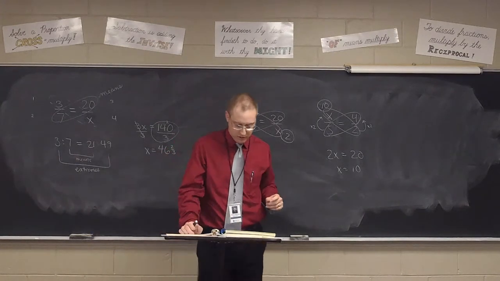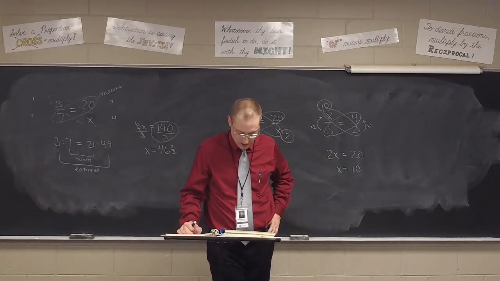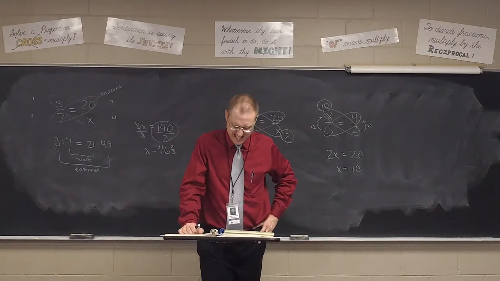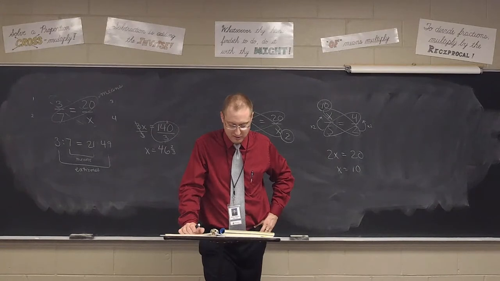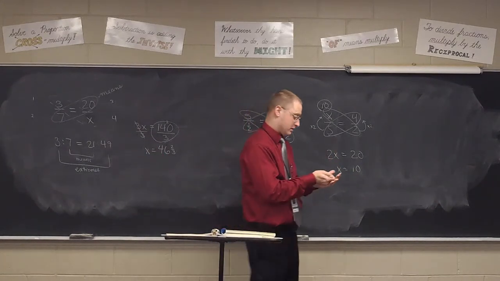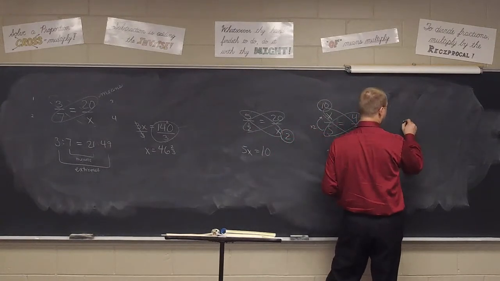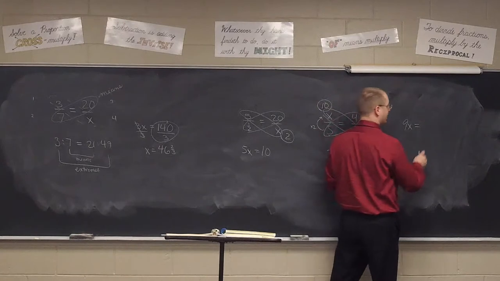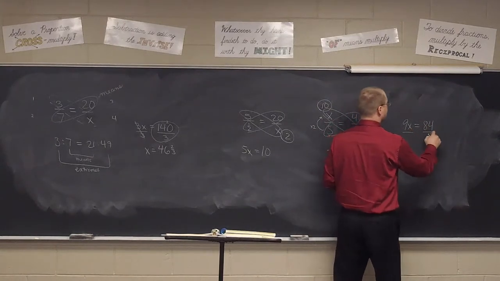Unless you've got something like number 2. What do you multiply or divide 9 by to get 6? Okay, what do you multiply 9 by to get 14? Okay, just cross multiply. Multiply your means. 9x. And then multiply the extremes. 84. Divide both sides by 9.